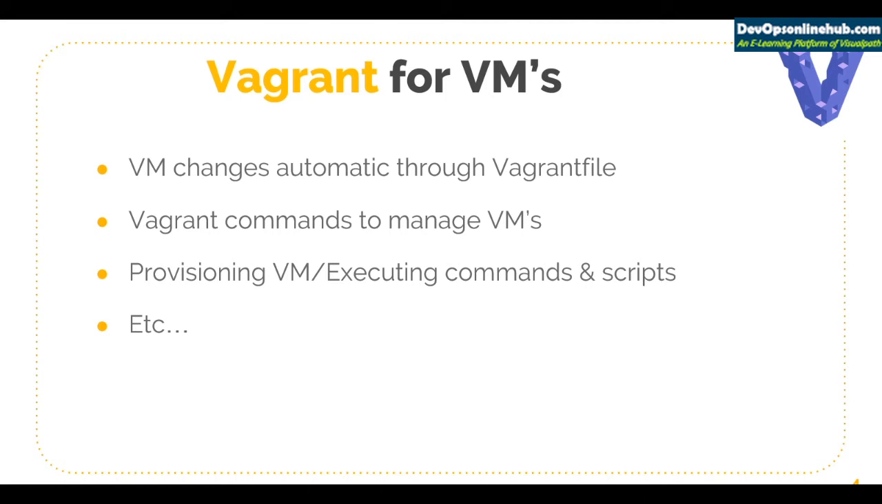So any VM change you want to do, like you want to change RAM size, disk size, number of CPUs, all that information will be in the Vagrantfile. So you create a Vagrantfile, you put all the information and then you bring up the VM from that. And you have simple Vagrant commands to manage VMs. For example, vagrant up will bring up the VM. vagrant halt will power off your VM, like that.